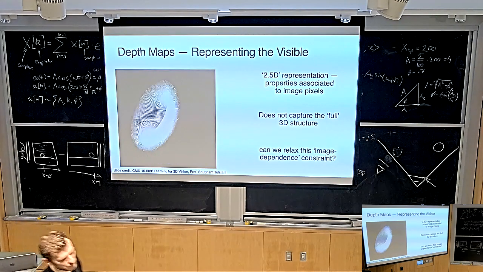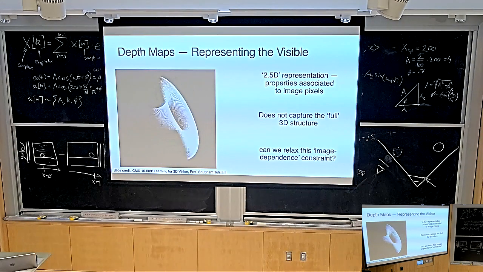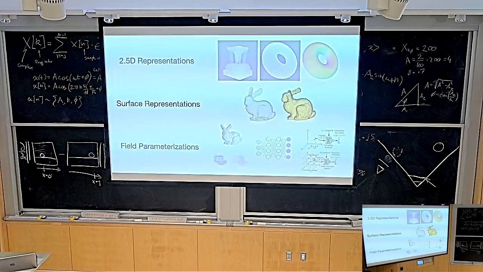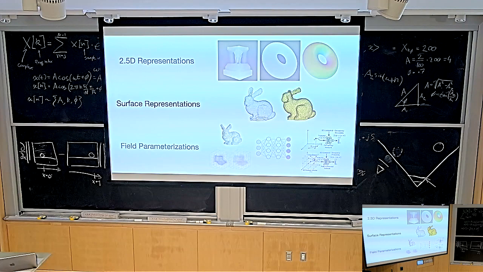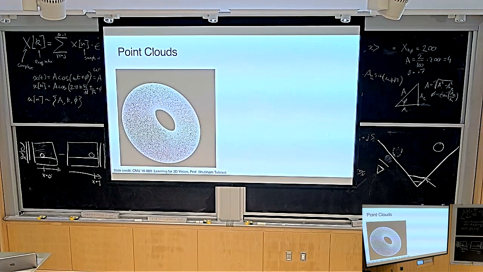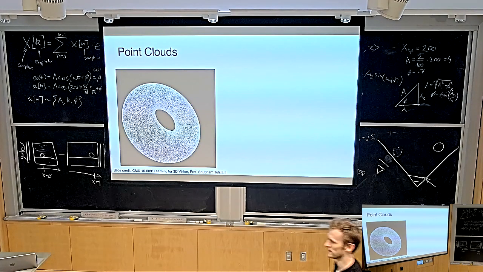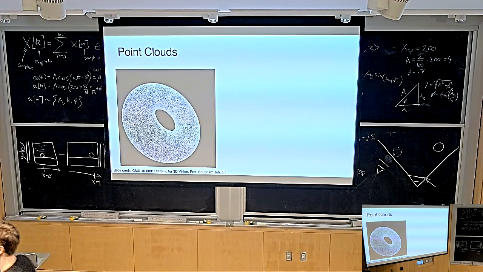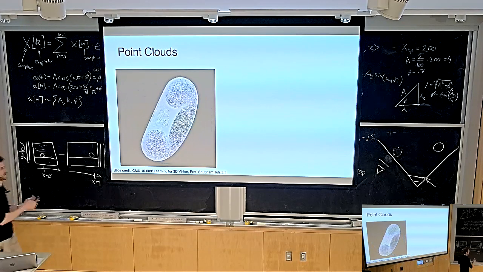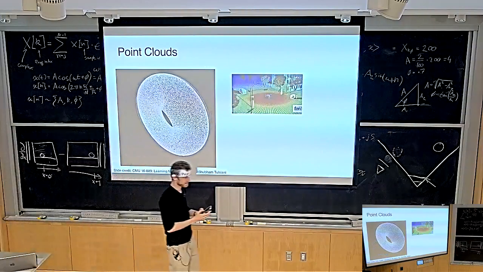So the question is basically, can we relax this image dependence constraint? How would we represent occluded parts of the scene as well? That brings us to surface representations. The most straightforward way of thinking about this is going from depth maps to point clouds. Who knows what a point cloud is? Everybody, good. Okay, what's a point cloud? A point cloud is just a collection of points in 3D that live on the surface of the 3D scene, which is usually how we use point clouds in computer graphics anyway. So if you look at the scene, there would be points on any surface, including the surfaces that are occluded, right? For the donut, you would also have points that live on the surface of the occluded side of the donut.